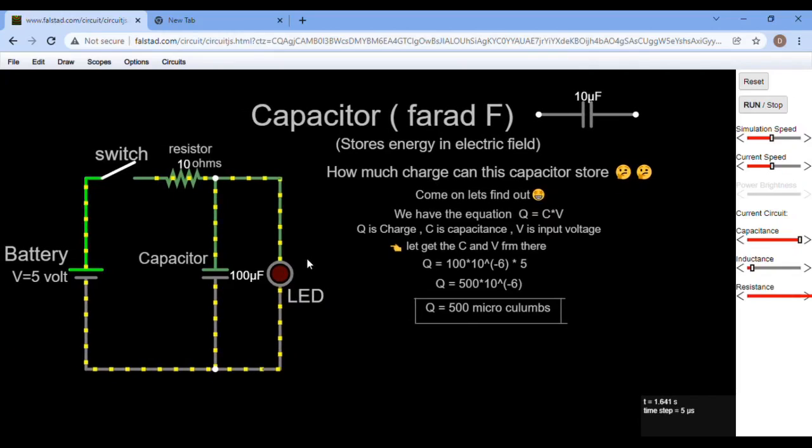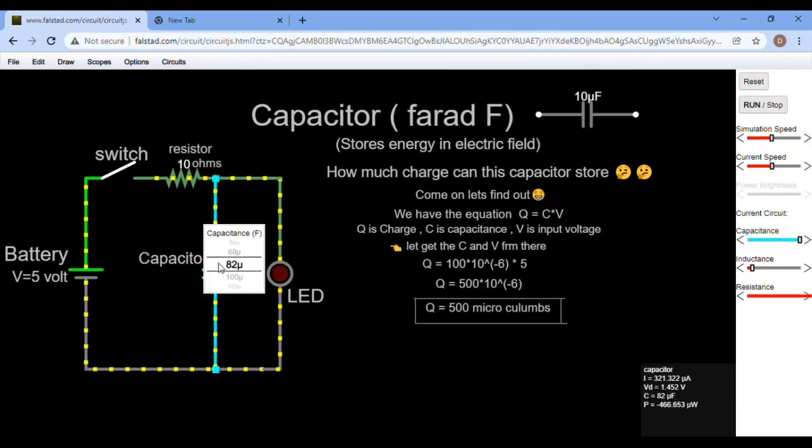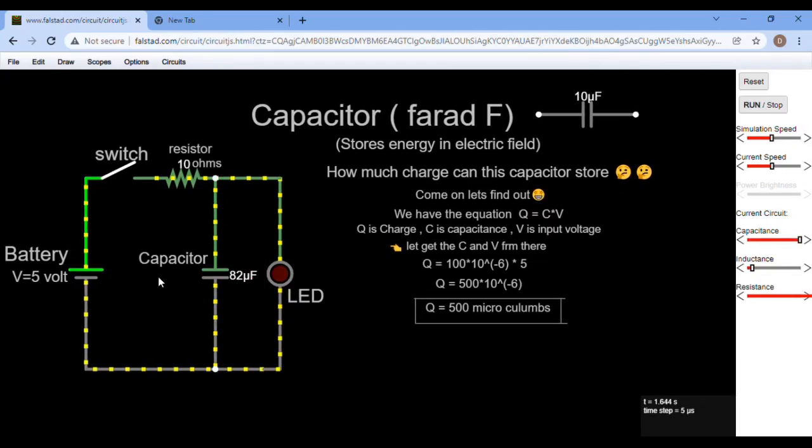Now let's understand the capacitor. How much charge can be stored in a capacitor? Because it's a storing device, right? A component, so it has to store charge. How much charge can be stored? We can see that by an equation. Q equals C into V, where Q is the charge, C is the capacitance, and V is the input voltage. Capacitance means how much charge a capacitor can hold. That is the meaning of capacitance.